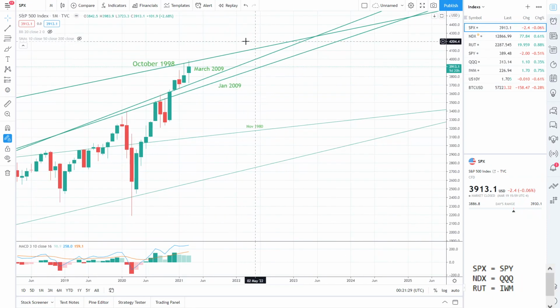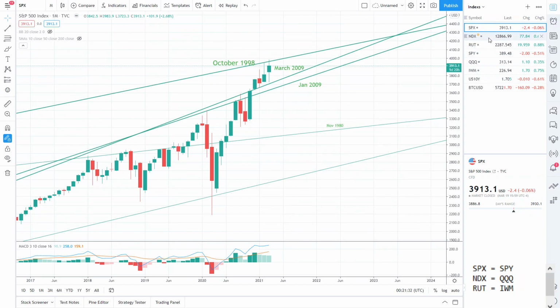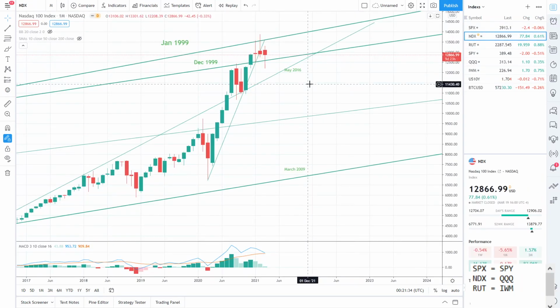So yeah, that's essentially it on the SPX. I'm going to go into everything in detail a bit more. But first, let's look at the NDX.